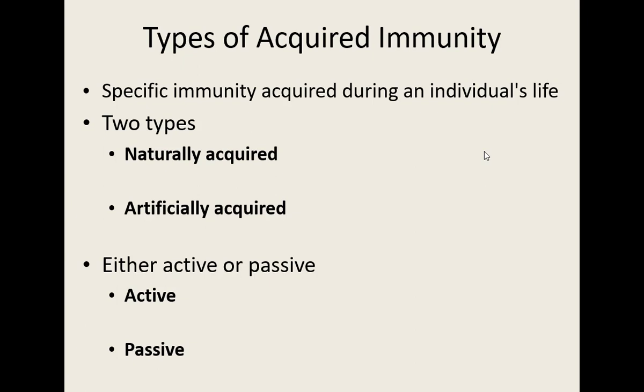Now, as I said before, our whole job is to hopefully get rid of the foreign invader, but also to make some of those memory cells so that we can get that memory response, or the anamnestic response. And so there are different ways we can acquire immunity. There's naturally acquired immunity and artificially acquired immunity. A naturally acquired immunity means you actually got that pathogen, like in your normal, everyday life, you acquired that antigen.